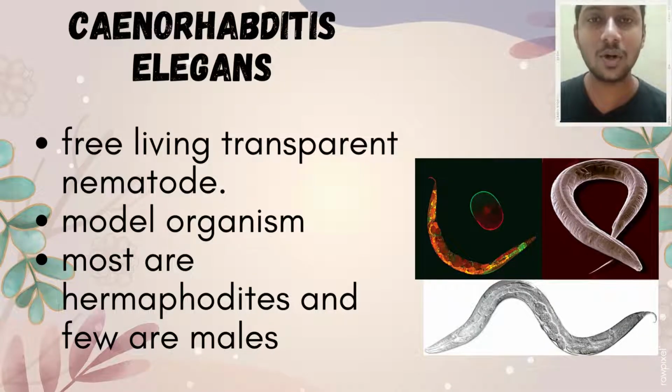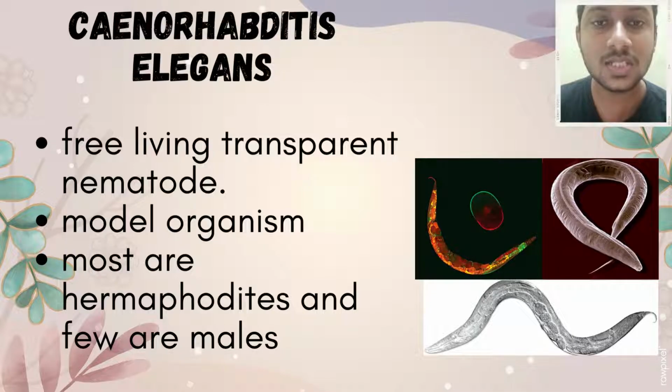Let's take a look at C. elegans. What is C. elegans? C. elegans, or Caenorhabditis elegans, is a free-living transparent nematode about 1 mm in length that lives in temperate soil environments. C. elegans is used as a model organism to study human diseases. Most of these nematodes are hermaphrodites and a few are males.